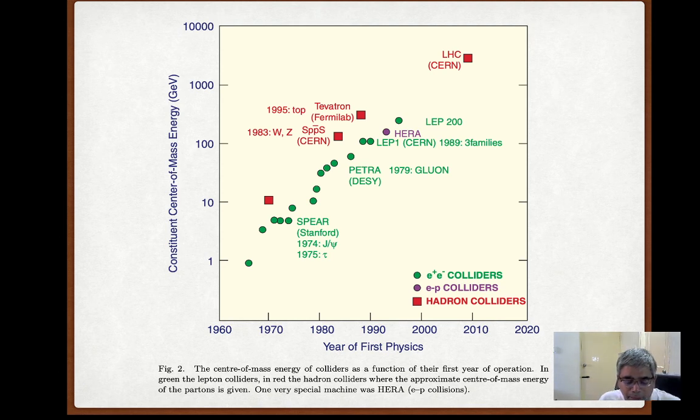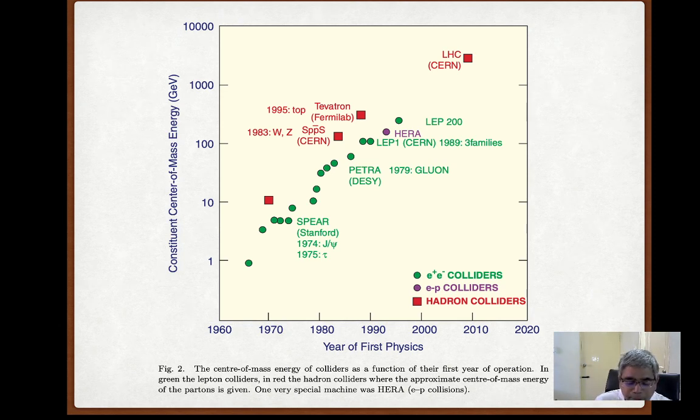As you can see, SPEAR, one of the first ones, helped in the discovery of the charm quark in 1974 at Stanford SLAC. In 1974 it led to the discovery of the J/psi, and we'll come to the story in a second, and later on to the tau lepton.